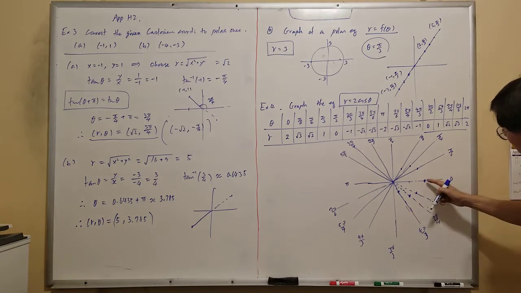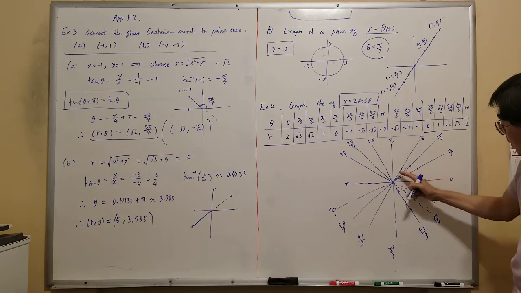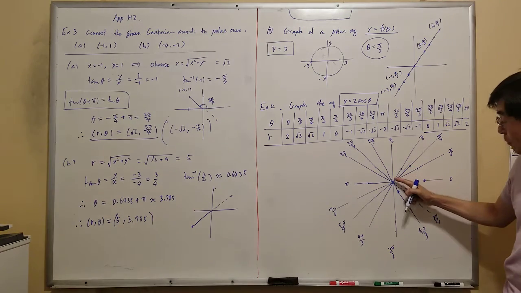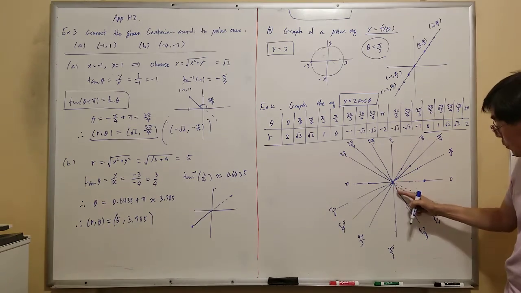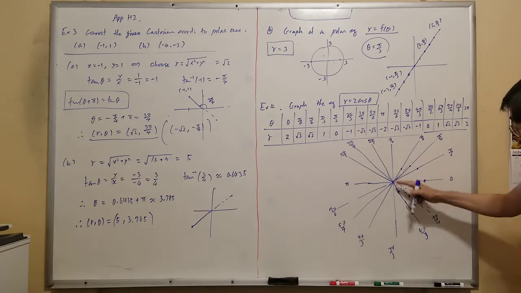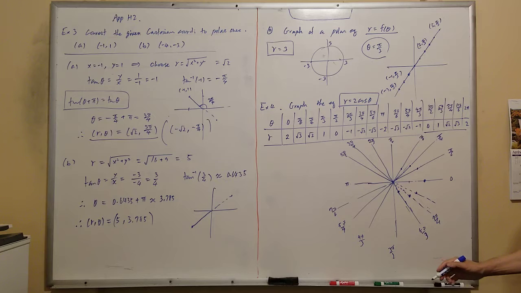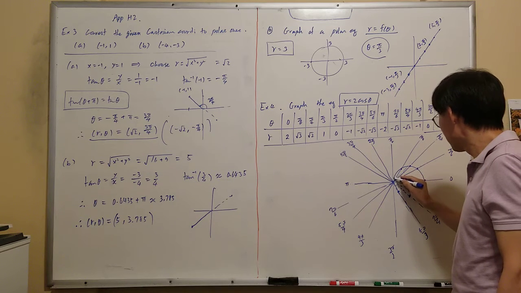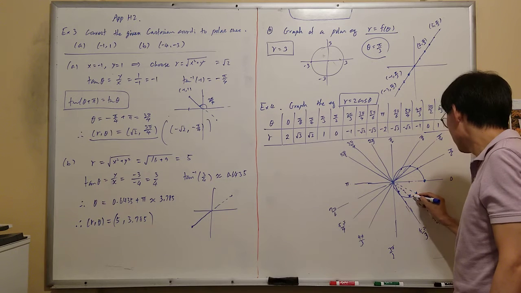So it turns out that you go 0 to pi over 2, pi over 2 to pi, and pi to 3 pi over 2 one more time, and 3 pi over 2 to 2 pi another. So you will go through this one twice. Looks kind of circular, at least roughly.